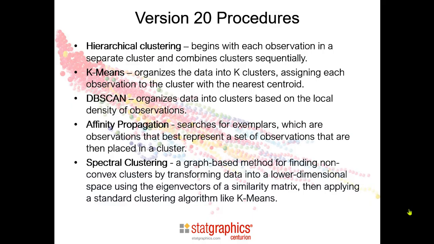The fifth and final procedure is called spectral clustering. Spectral clustering is a graph-based method for finding non-convex clusters. It transforms the data into a lower dimensional space using the eigenvectors of a similarity matrix. It then applies, in that lower dimensional space, a standard clustering algorithm like k-means.